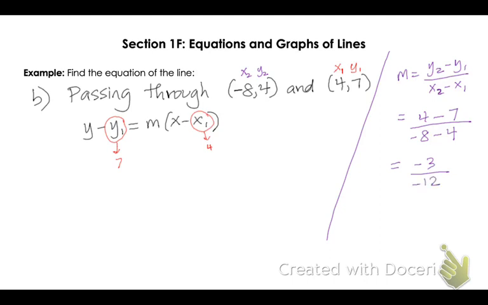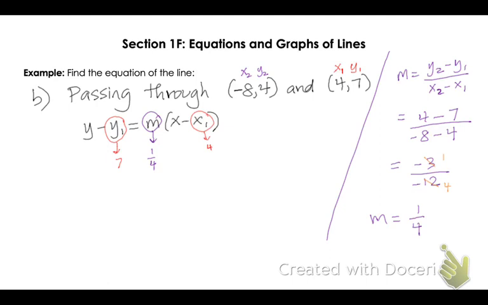So let's see. The negatives are going to cancel, and I need to reduce the 3 and the 12. So 3 goes into 12 4 times. So this slope is 1/4. Okay, so a fraction. That's what I'm going to plug in for my slope, 1/4.